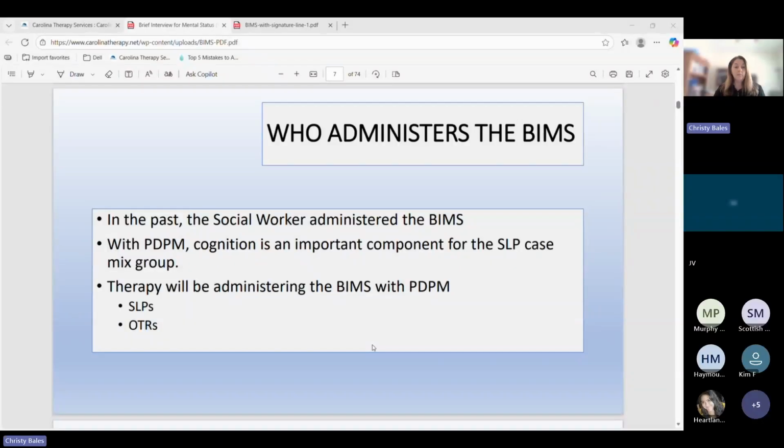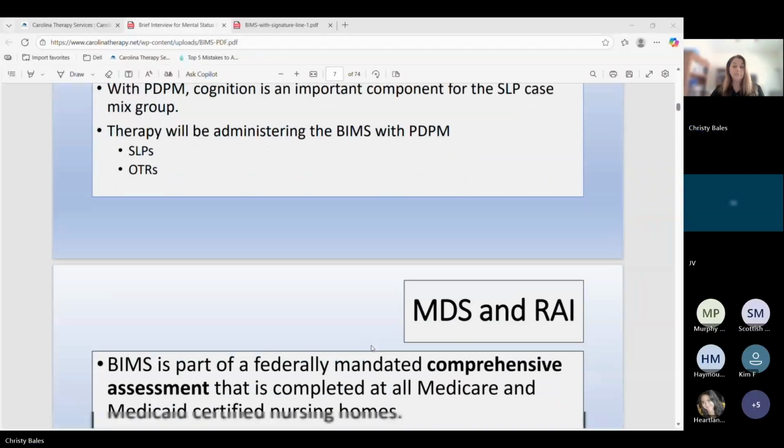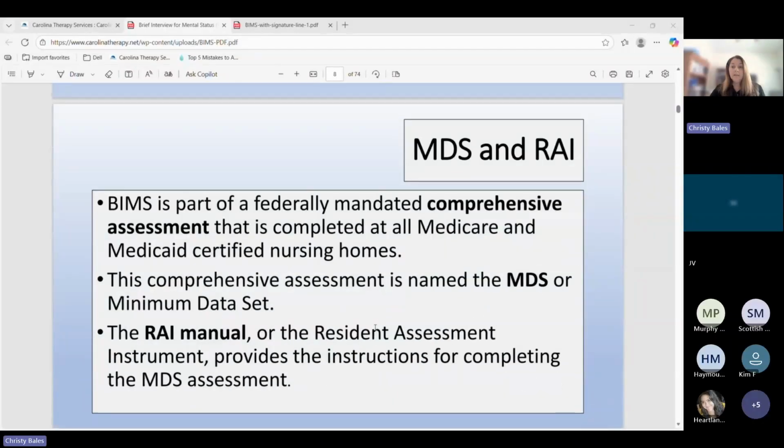But with PDPM, this is super important. Not just knowing where they are in payment, but also can they go home, and if they get a low score on the BIMS, they're fairly cognitively impaired. So the MDS and the RAI, all of this is driven by the RAI manual for the MDS, and that's how the facility gets paid.